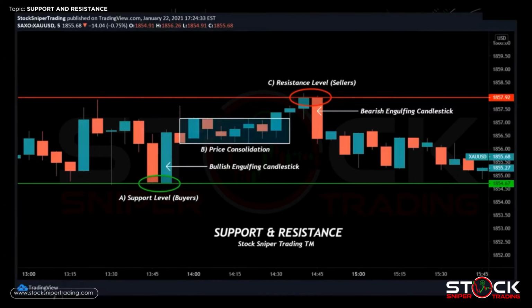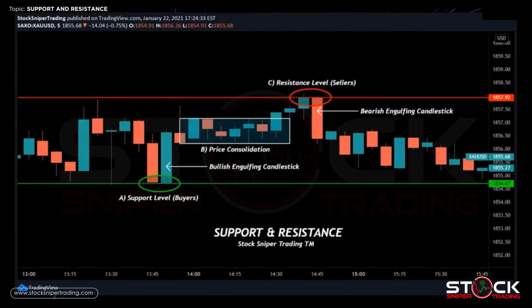As we break out of this price consolidation, the price of gold continues to rise, where it reaches a level of resistance, C, where we have sellers now entering the market to push the price down. As the price of gold reaches the resistance level at 1857.92, we encounter selling pressure at this resistance as we cannot break through it, and we get a bearish engulfing candlestick, which completely takes out the previous buyers from that particular time frame.